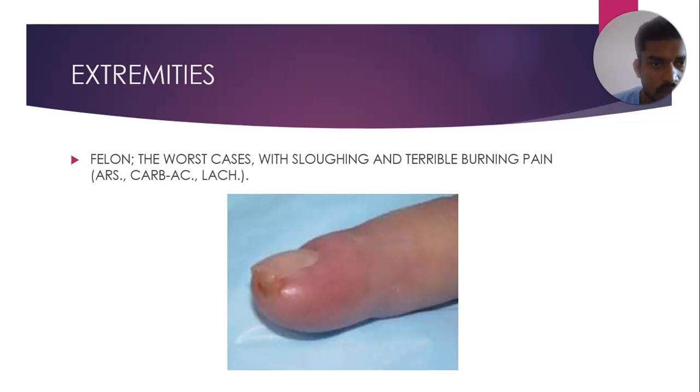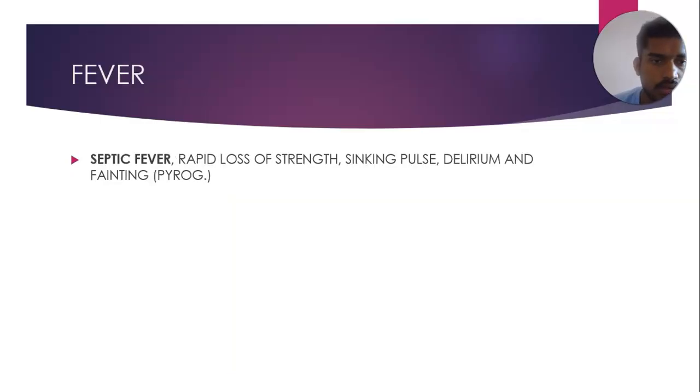Okay, great. Now, yes, exactly. Felon, the worst cases with sloughing and terrible burning pain. You have arsenic album, carbolic acid, and laches. Okay. Septic fever, rapid loss of strength, sinking pulse, delirium, and fainting. Okay. So again, septic fever, pyrogen comes. We know that.